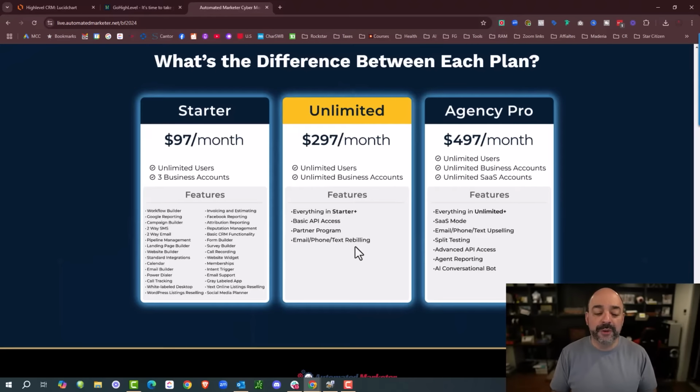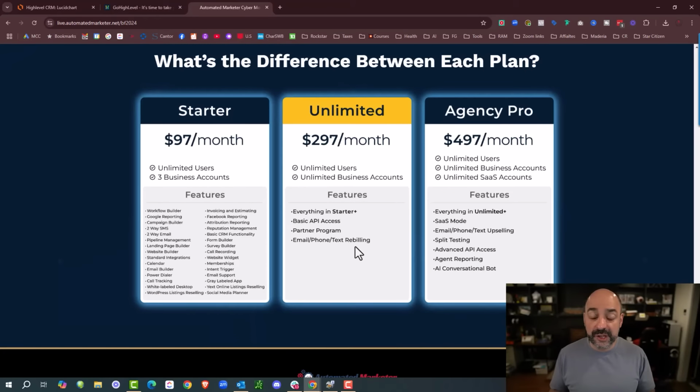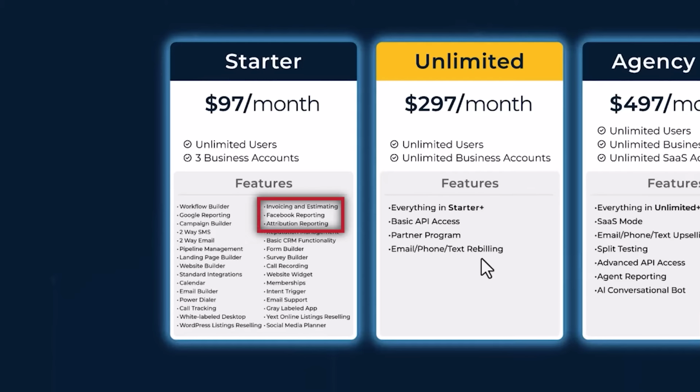But let's just keep going over some of the features. You have the ability of reselling items depending on what level plan you're on. You have WordPress integration, and you can actually build your WordPress directly inside of HighLevel. You have invoicing and estimates, Facebook reporting, attribution reporting to find out where your leads are coming from, basic CRM functionality, meaning being able to track different things and your customer journey altogether.